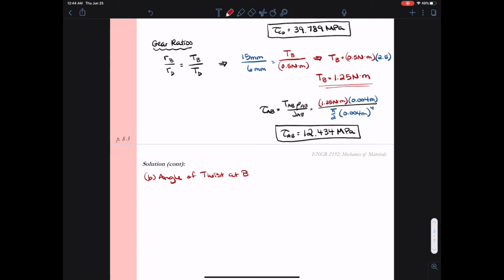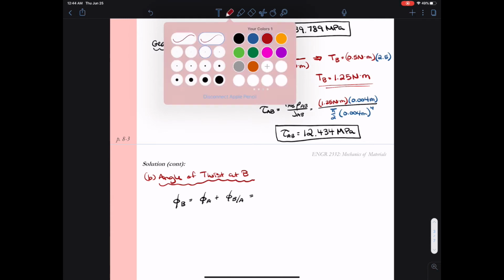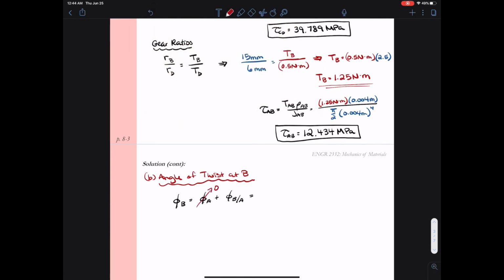All right, parts B and C asked us for information of the angle of twist. So we want to find the angle of twist at B. Whenever I work angle of twist problems, I always like to start at our fixed point. And we see that our fixed point is point A. Starting from where I'm fixed, I can start shifting out to find the angle of twist at different parts in the system.